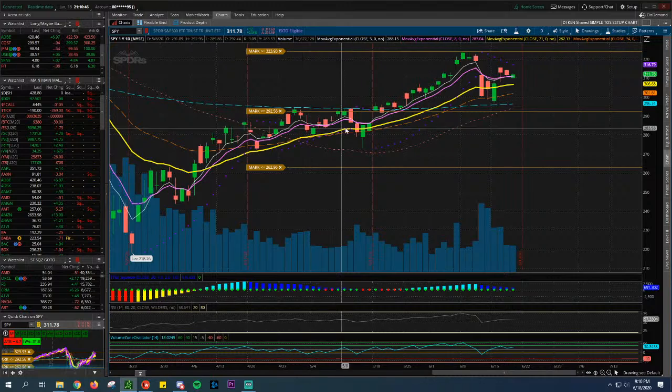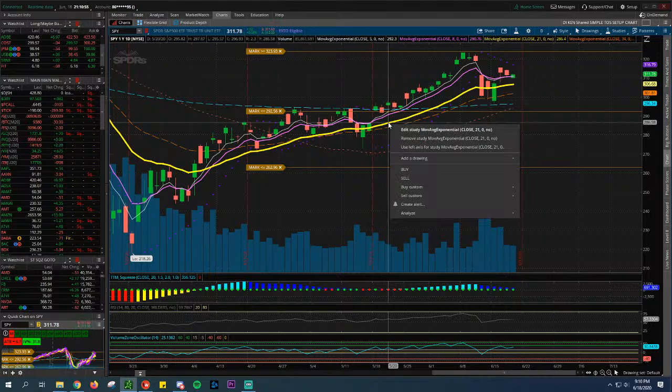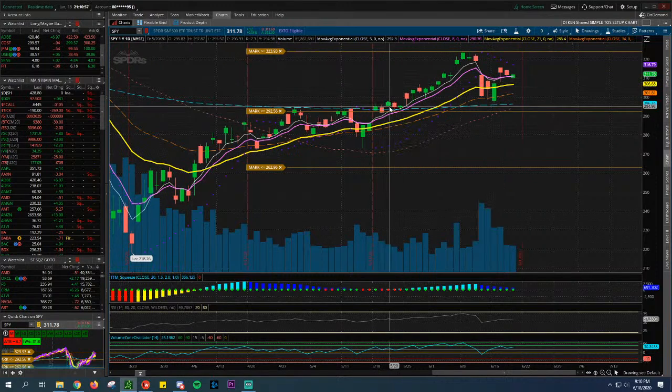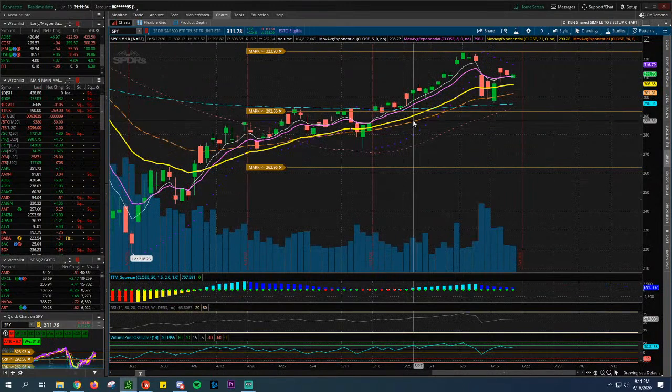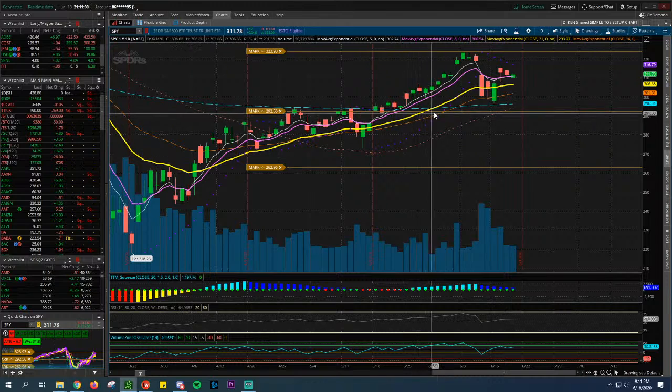Of course, you can see here the bread and butter that I always live by and always go to is the 21 exponential moving average. It's the yellow line. I have it on the double thick mode as well, so it's a little bit fatter to identify. I have that on a width of 3 to let me know that's my bread and butter right there.